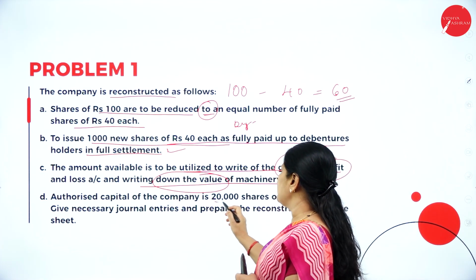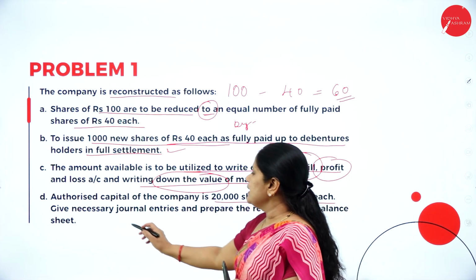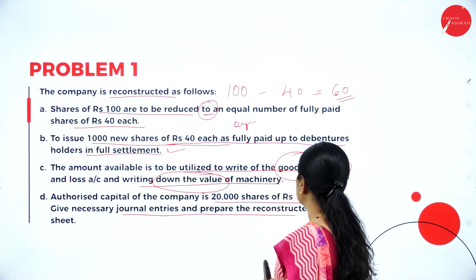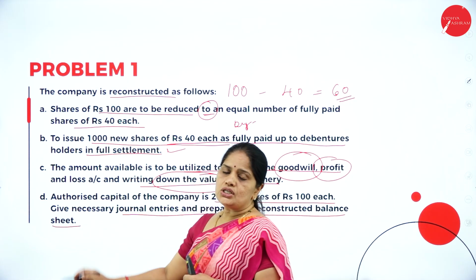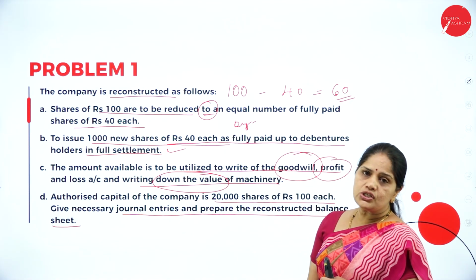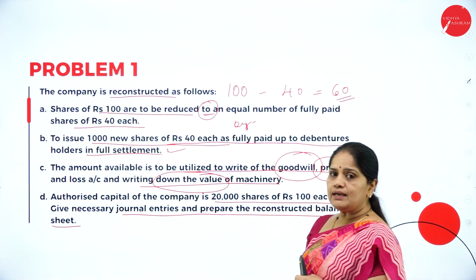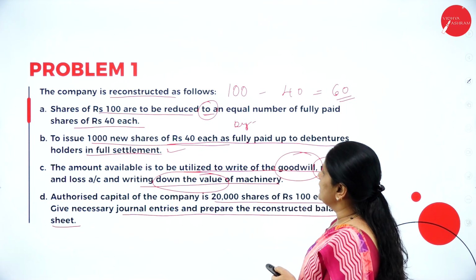The authorized capital of the company is 20,000 shares of rupees 100 each. Give necessary journal entries and prepare the reconstructed balance sheet. So we have to give the necessary journal entries and also prepare the reconstructed balance sheet. So we will just write the entries here.